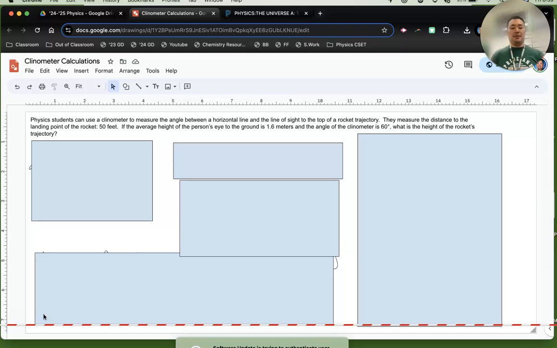Going to be a 3-step process to calculate the height of your rocket's trajectory.